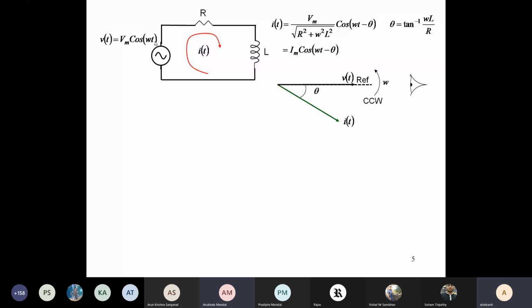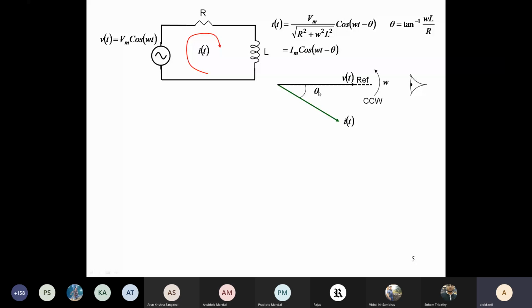It is lying, sorry, not 30 degrees, but theta angle behind the voltage phasor. Since we are doing the anti-clockwise rotation, it will first see the voltage phasor, then after angle theta, it will see the current phasor. And this theta is given by tan inverse of omega L by R.